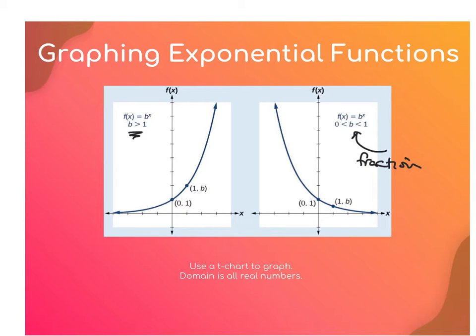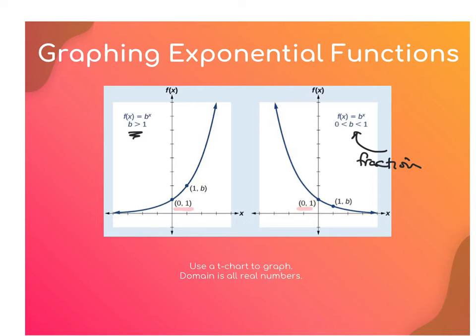Now, we're also going to be shifting these graphs up and down and left and right, and we're also going to be reflecting them. So you may see some that are reflected across the x-axis, but these are going to be the general shape that the graphs take on. Most of your graphs are all going to include this ordered pair of 0, 1, because remember, anything to the 0 power equals 1.